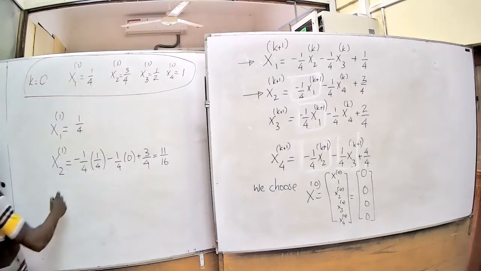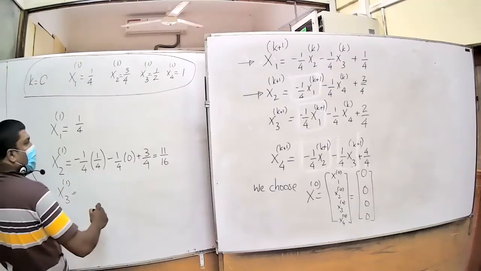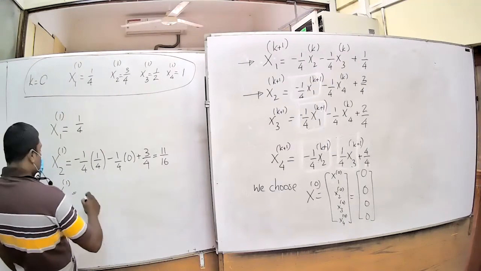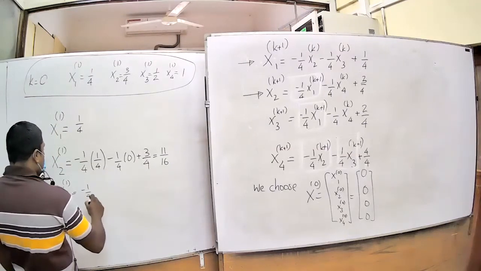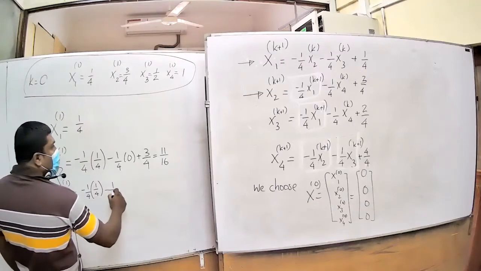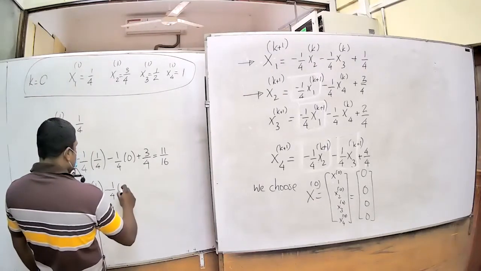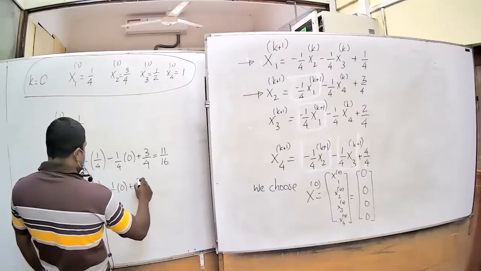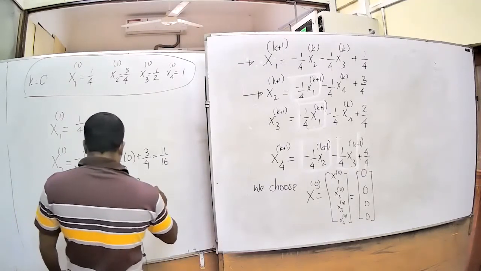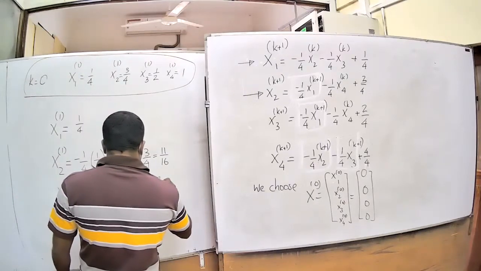Similarly, x3^(1) is also the same. So minus 1/4 into 1/4, minus 1/4 into 0, plus 2/4. So that is 7 over 16.